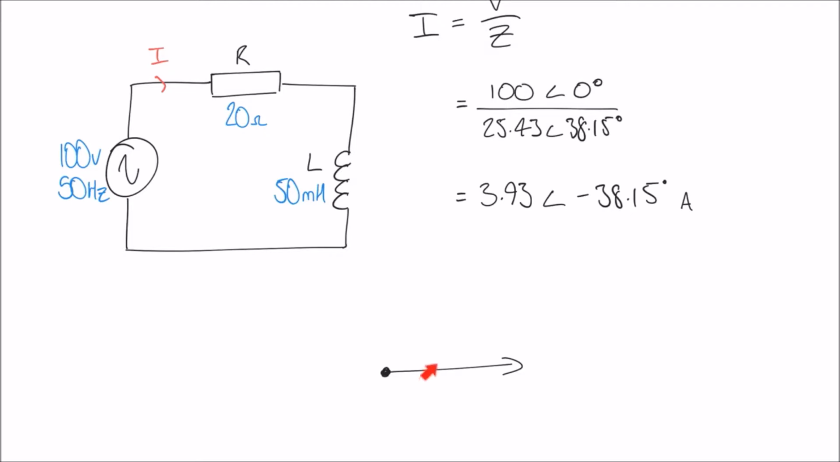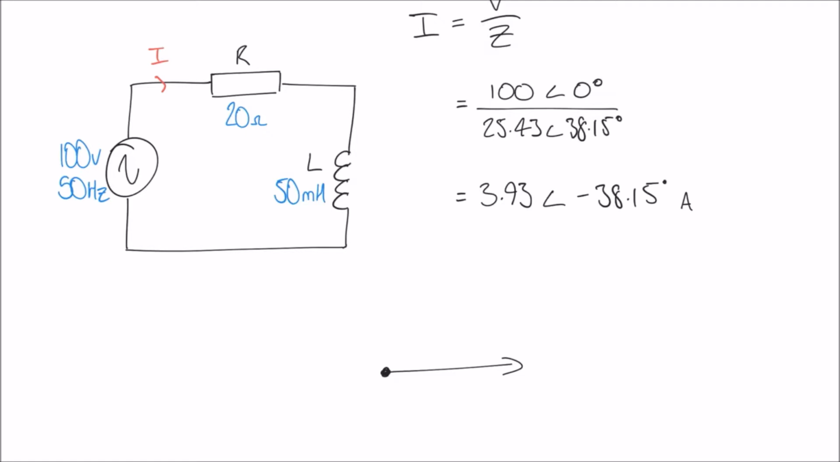Anything that has a leading phase angle or a positive phase angle is going to tilt upwards from that horizontal position. Anything that has a lagging or a negative phase angle is going to tilt downwards from that horizontal position.